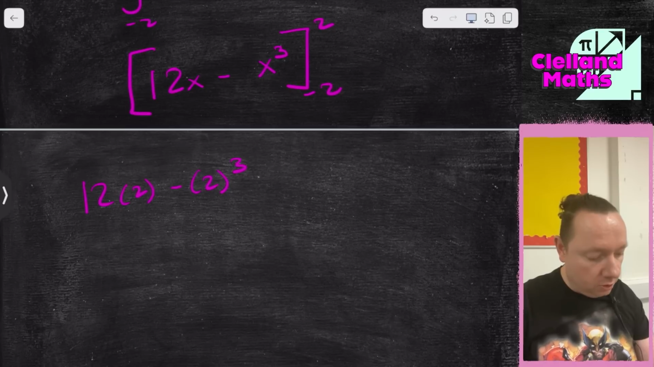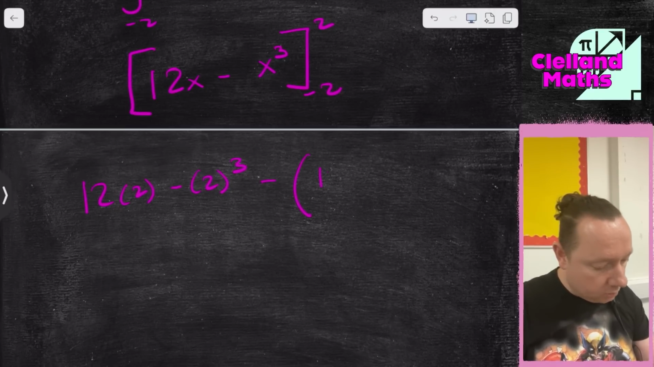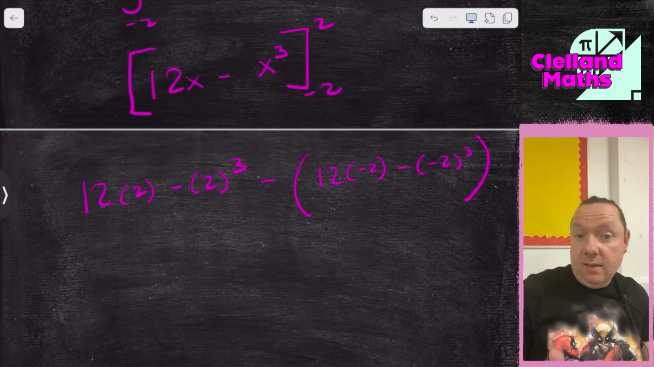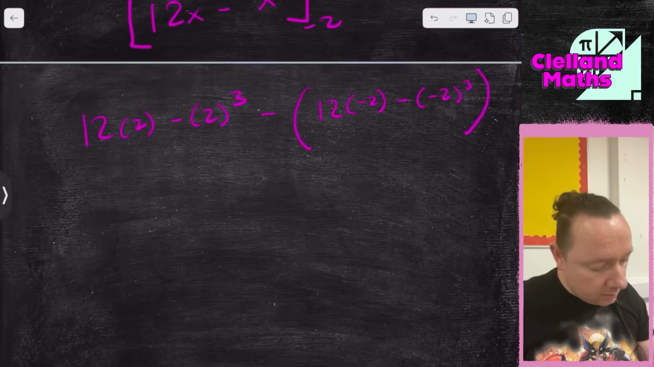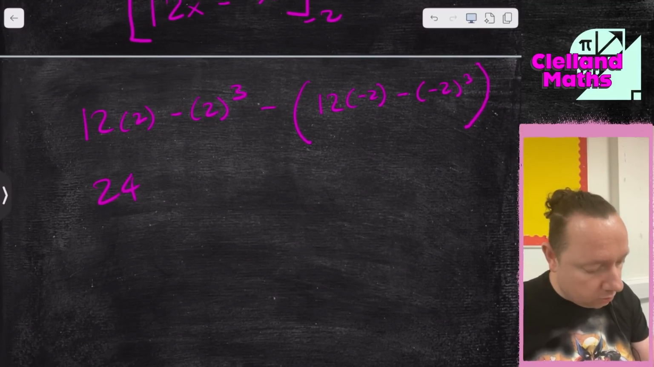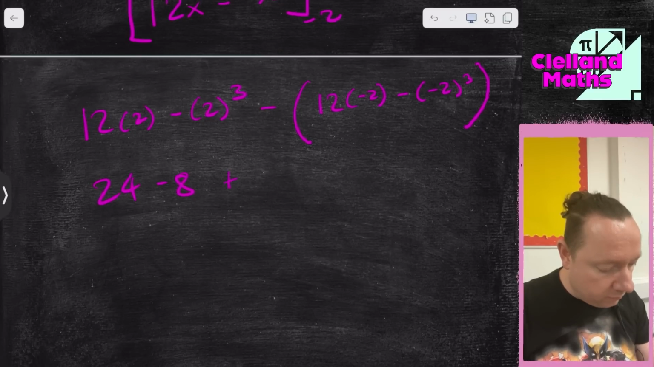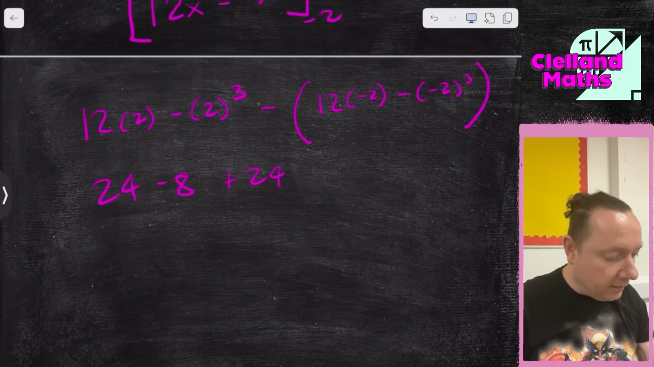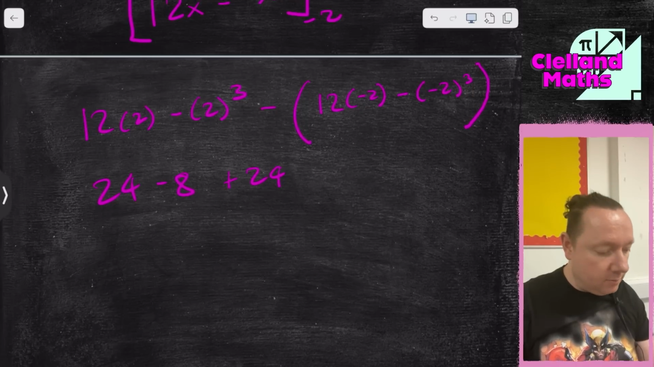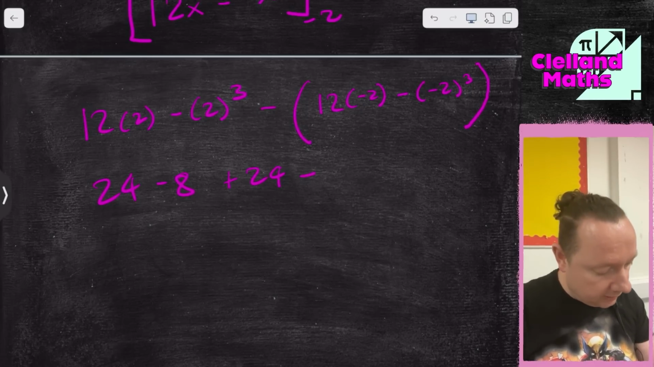So that's minus 2 cubed, take away 12 times minus 2, minus minus 2 cubed. And then if I can't work out the rest, at least I won't lose a mark. So 12 times 2 is 24, 2 cubed is 8. 12 times minus 2 is minus 24, times a minus is plus 24. Minus 2 cubed is minus 8, times minus 1 is positive 8, times a minus is minus 8 again.